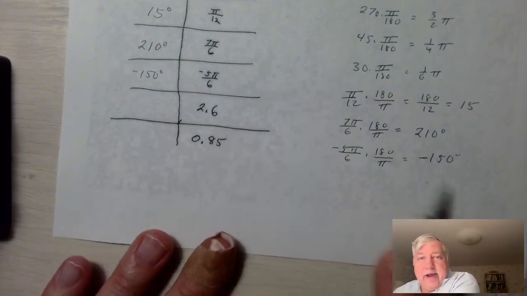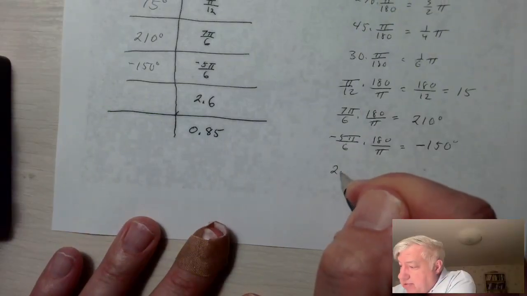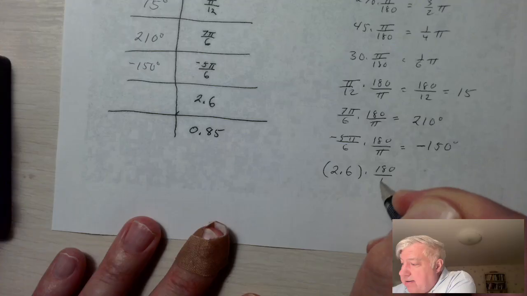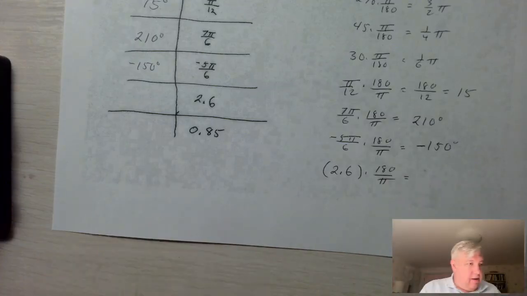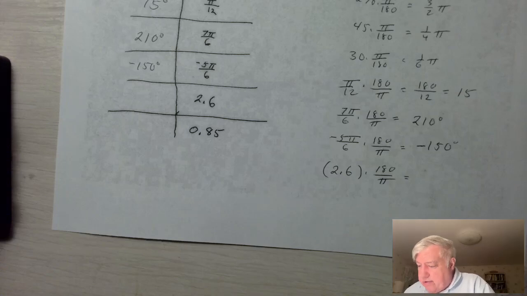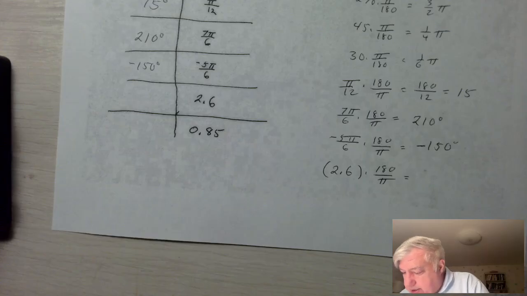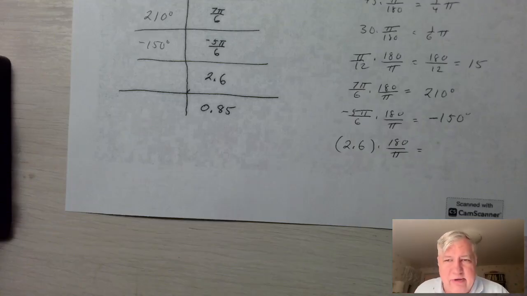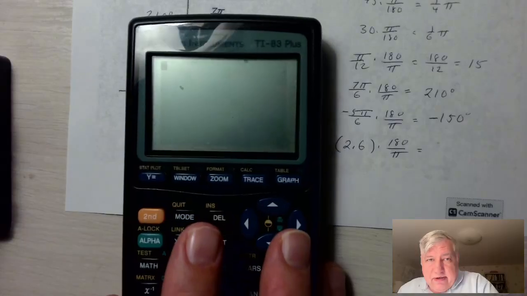2.6, now there's no pi here, but that's no problem. We just take 2.6, we multiply that by 180 over pi. Okay, and we can do this on our calculator. We need our calculator, of course. And I would say we want to be careful because if you just divide by 3.14 instead of pi, you might lose some accuracy. And since most calculators know what the value of pi is, you might just use that.